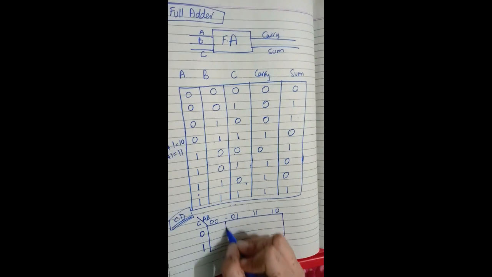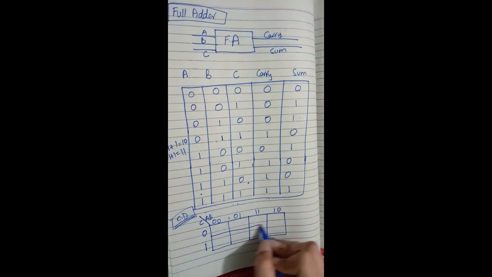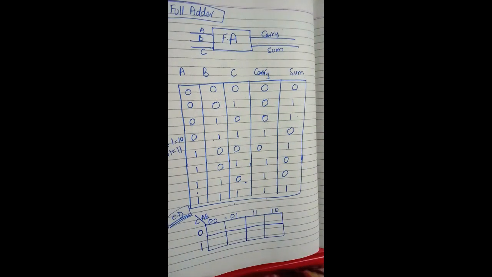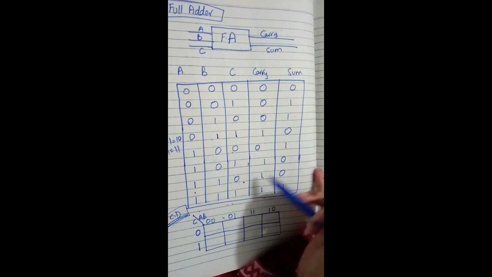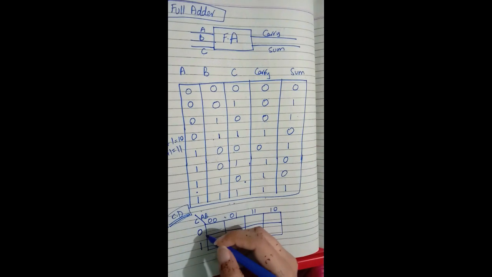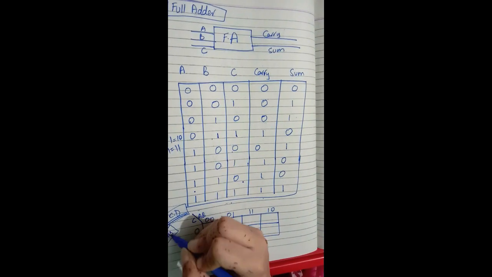Now we will fill these boxes with the help of this table we have. We are making this K map for carry. So we will see the results of carry.